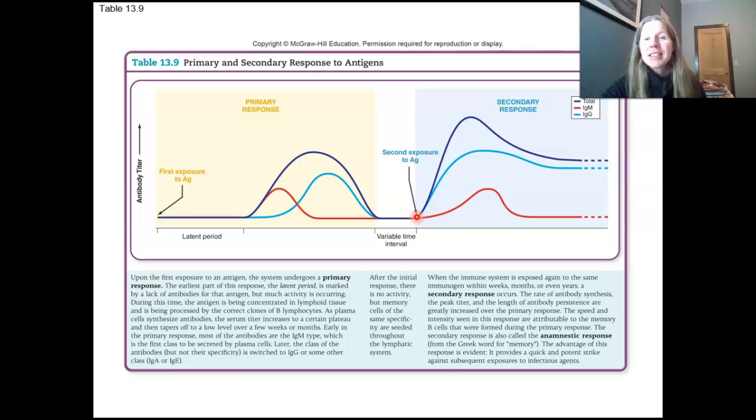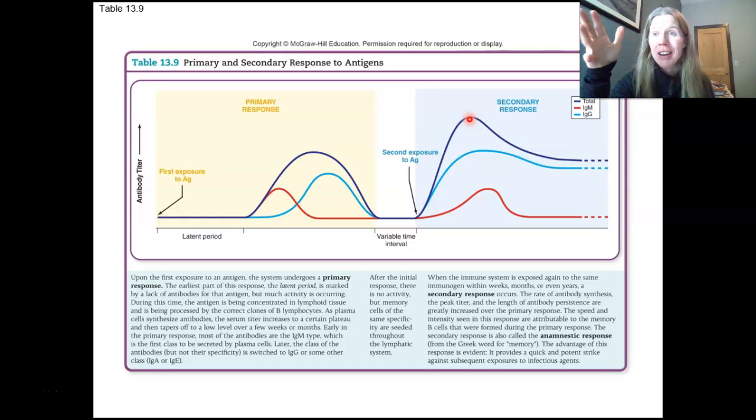Now, next time, a few years later, maybe you get exposed to H1N1 again. Notice here's our exposure, here's our antibody production. What happened to the latent period? What happened to the lag time? It's gone. Memory cells were ready to go like that. Mount an immune response, and man, look at IgG, out of the blocks, just boom. And so we're going to get this. Notice this is a much larger production of antibodies and obviously much quicker.